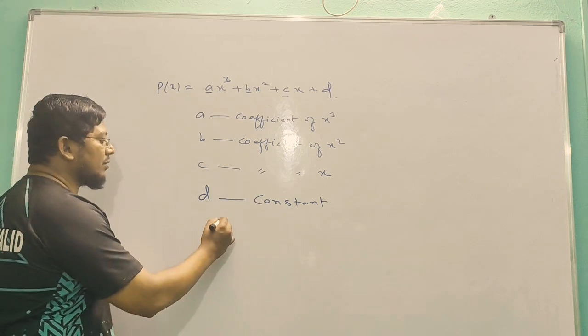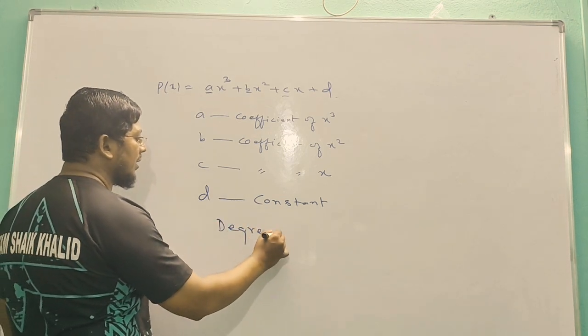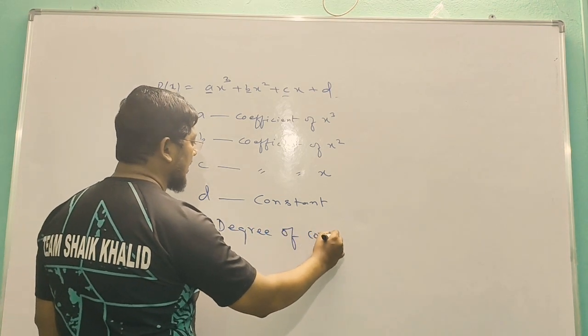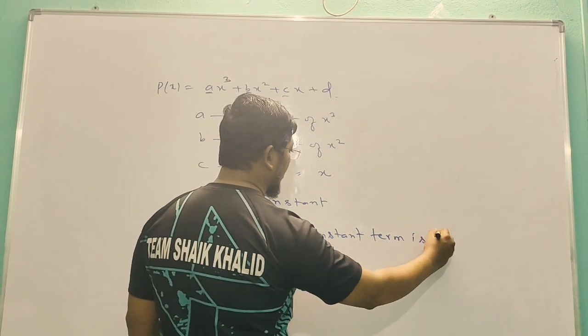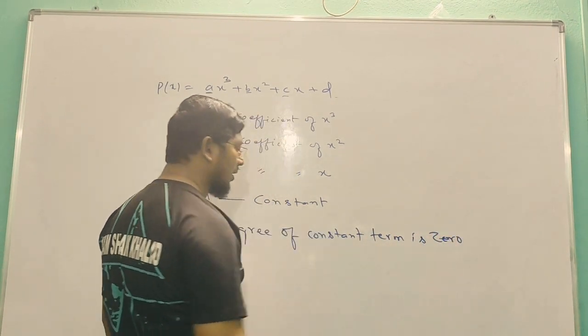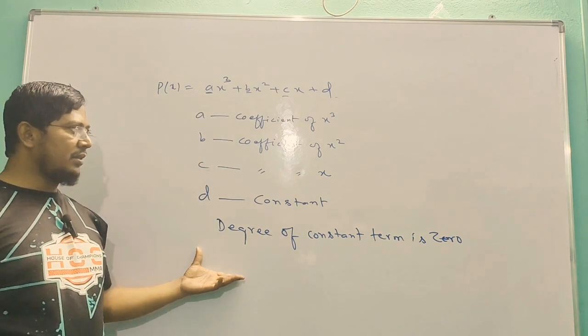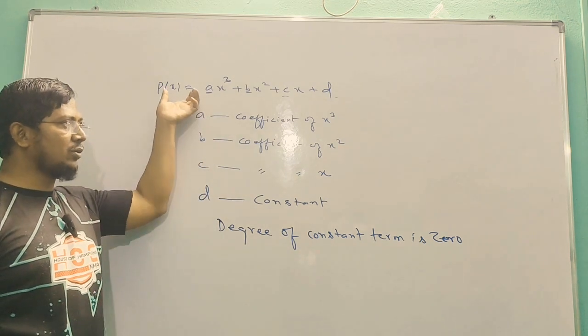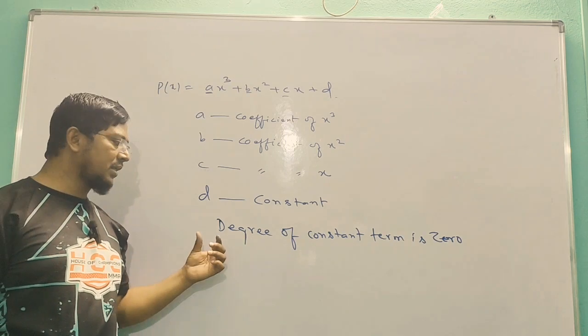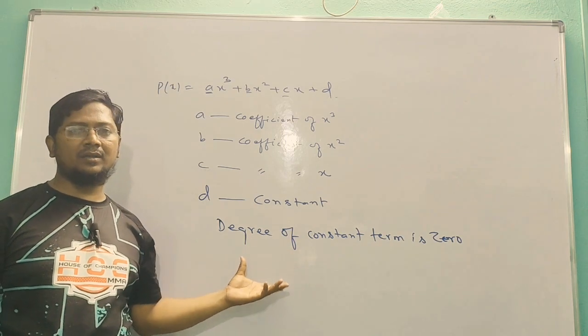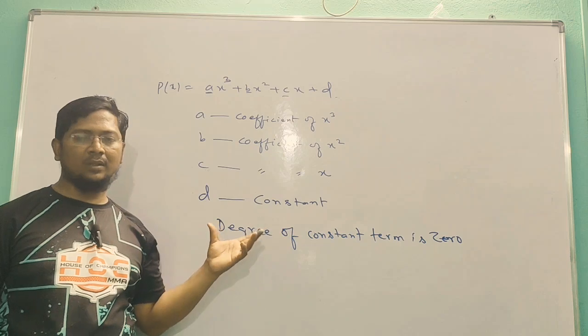And what is the degree of a constant term? The degree of a constant term is 0. This was about the coefficients as well as the constant term. And what is the degree of a constant term? The degree of a constant term is equal to 0.